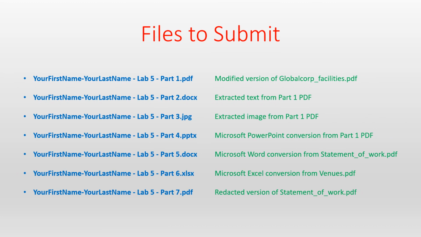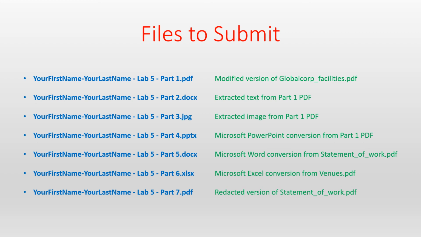Okay, we're going to go over the files you're going to be turning in, because there are 7 of them, just to review what they're supposed to be. Part 1 is a PDF. It's a modified version of that Global Corp file that you first open. Part 2 is going to be some sort of word processing file with the extracted text from Part 1. That could be a docx or some other type of file. Anything is fine, as long as it's a word processing file.